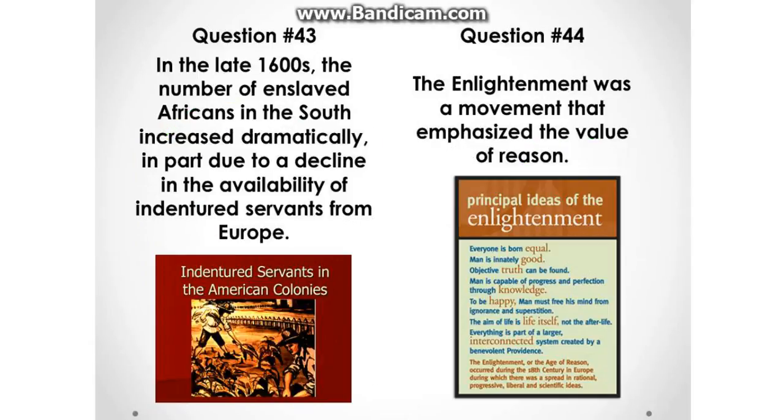Number 43. In the late 1600s, the number of enslaved Africans in the South increased dramatically, in part due to a decline in what? In the late 1600s, the number of enslaved Africans in the South increased dramatically, and this was a result of a decline in the availability of indentured servants that were coming from Europe. Indentured servants were people who were brought to the New World, they had their way paid, and then they would work off their term of indenture or work off their debt working for someone in the New World.